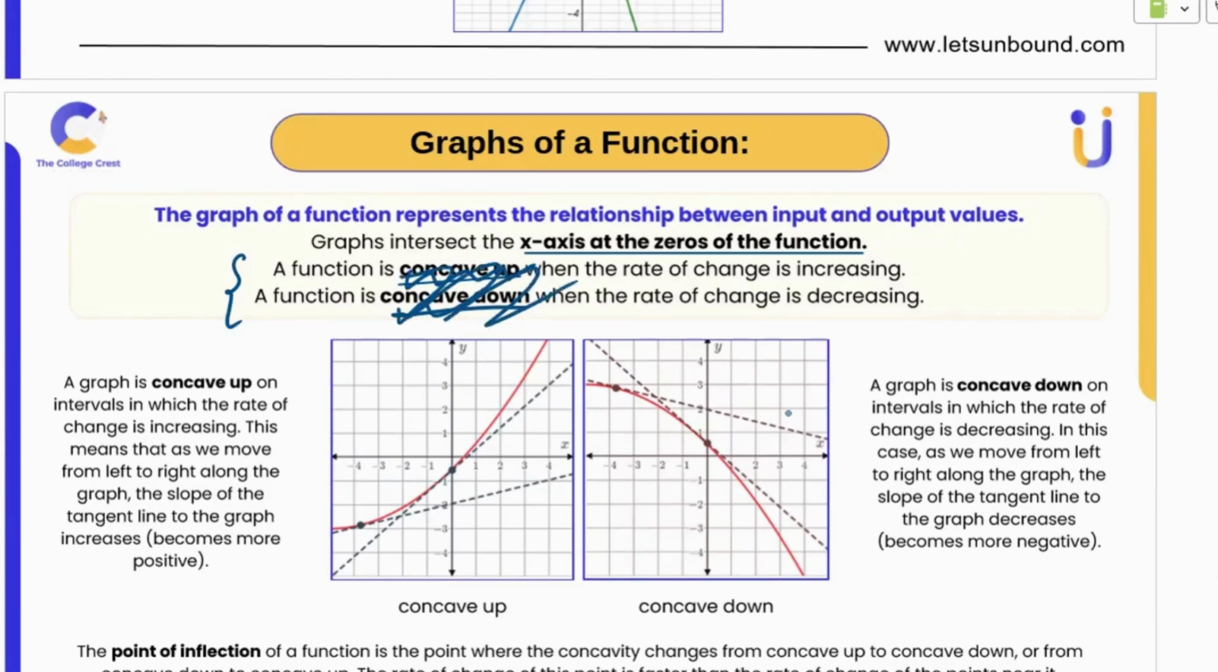Concave up means it's a cup shape. In short, concave down means it's a cap shape, something like this. So it decreases, and after a point of time it increases. So the function goes from decrease to increase or increase to decrease, and you will get a shape like this. That is concave up or concave down.